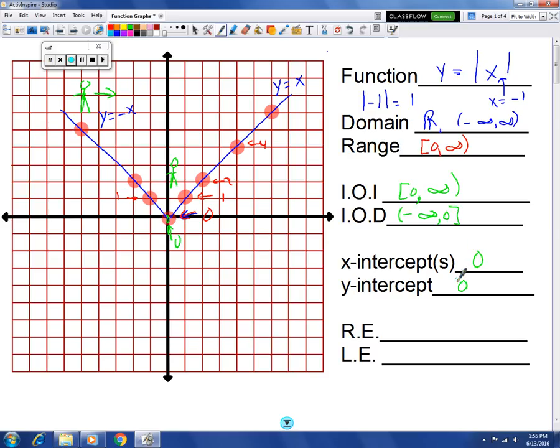Okay, the right-hand behavior, it really acts like a quadratic function. As x approaches positive infinity, the graph is going up, and the same thing is happening when we go to the left.